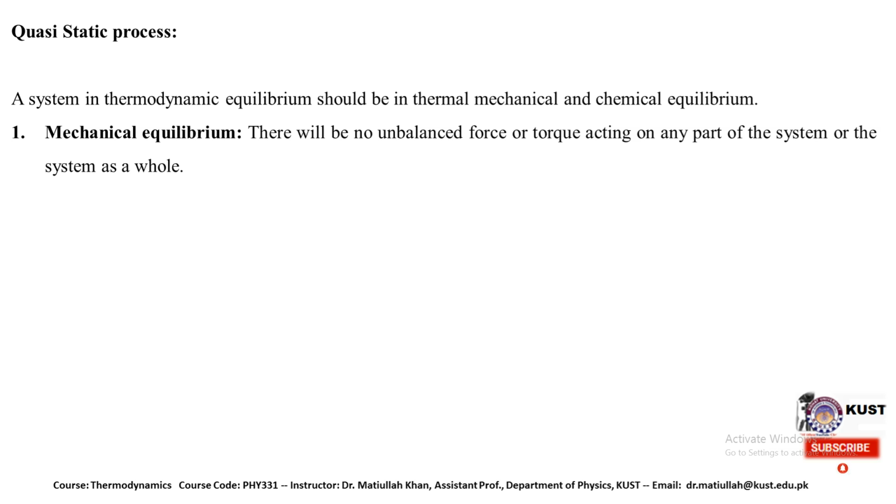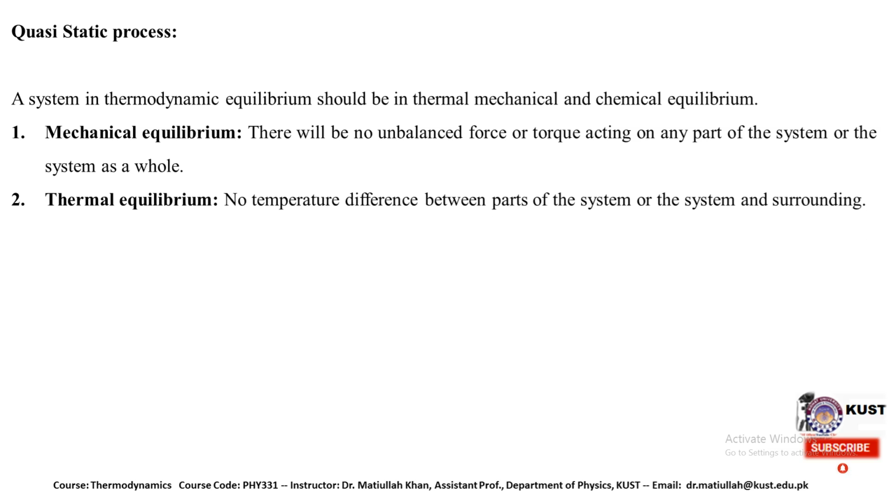But when the properties of the system change, then the equilibrium state is disturbed. So the quasi-static process is considered to be a process in which the system continuously remains in thermodynamic equilibrium. Normally a system in equilibrium should be in thermal, mechanical, and chemical equilibrium. When all these three conditions are satisfied, we can say that the system is in thermodynamic equilibrium.